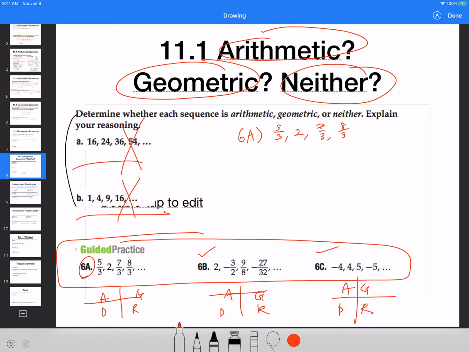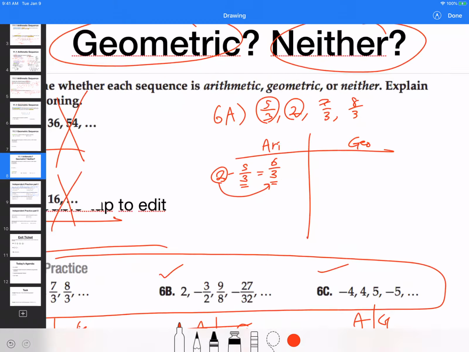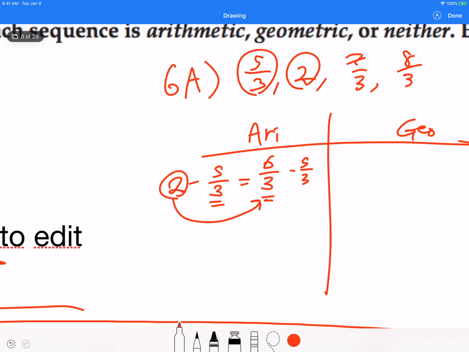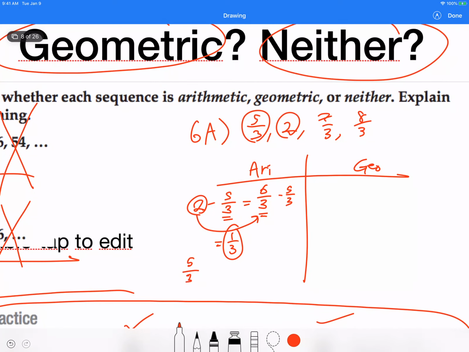Now is this going to be an arithmetic sequence or not? Well, there are only two ways to figure it out, right? Arithmetic versus geometric. The common difference here is 2 minus 5 over 3, because it's the second term minus the first term. I cannot subtract a fraction from an integer, so I need to convert 2 into a fraction, 6 over 3, by having what we call a common denominator, as we went over in the past. 6 over 3 minus 5 over 3 becomes 1 over 3. That's my common difference.